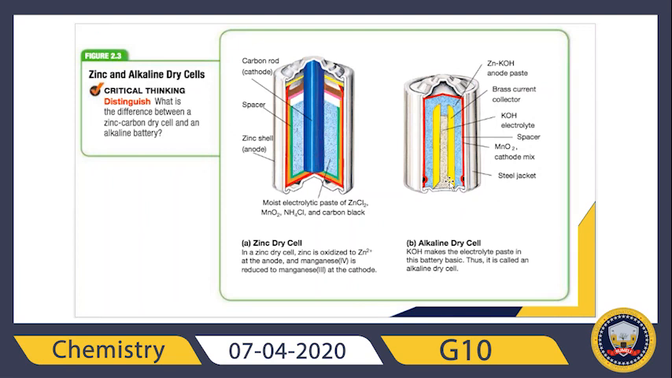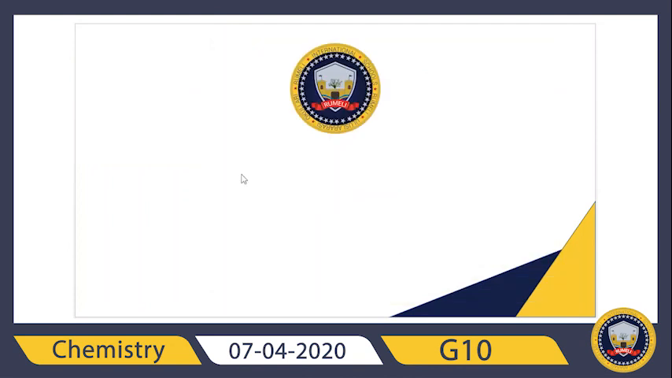So what's the difference between the dry cells? The compounds or elements that are being oxidized or reduced. So this is the end of our lesson.